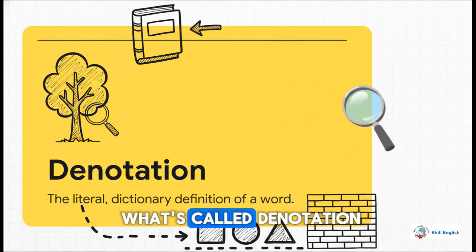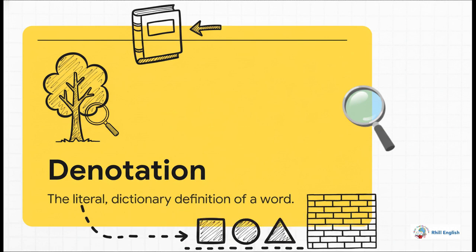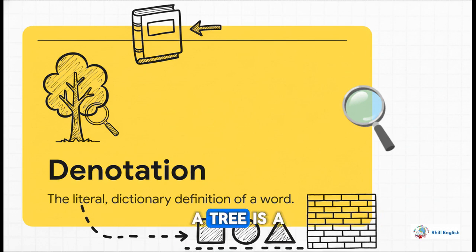First up, you've got what's called denotation. Now, this is just the core literal meaning, the definition you'd find if you looked it up in a dictionary. It's the concrete, objective foundation of what the word means. A tree is a tree.